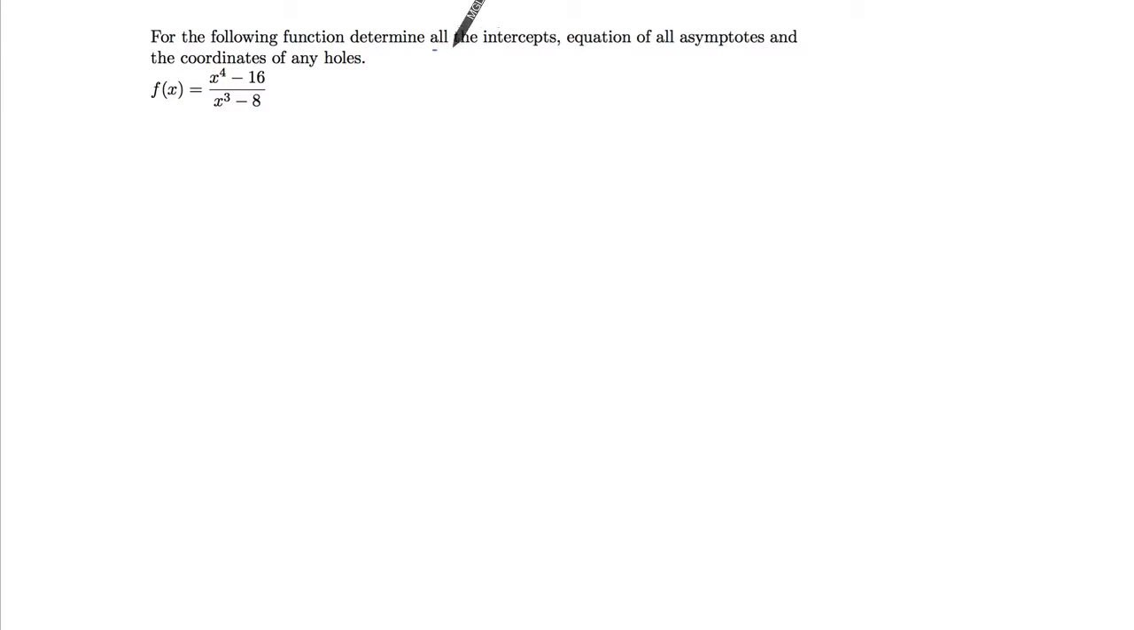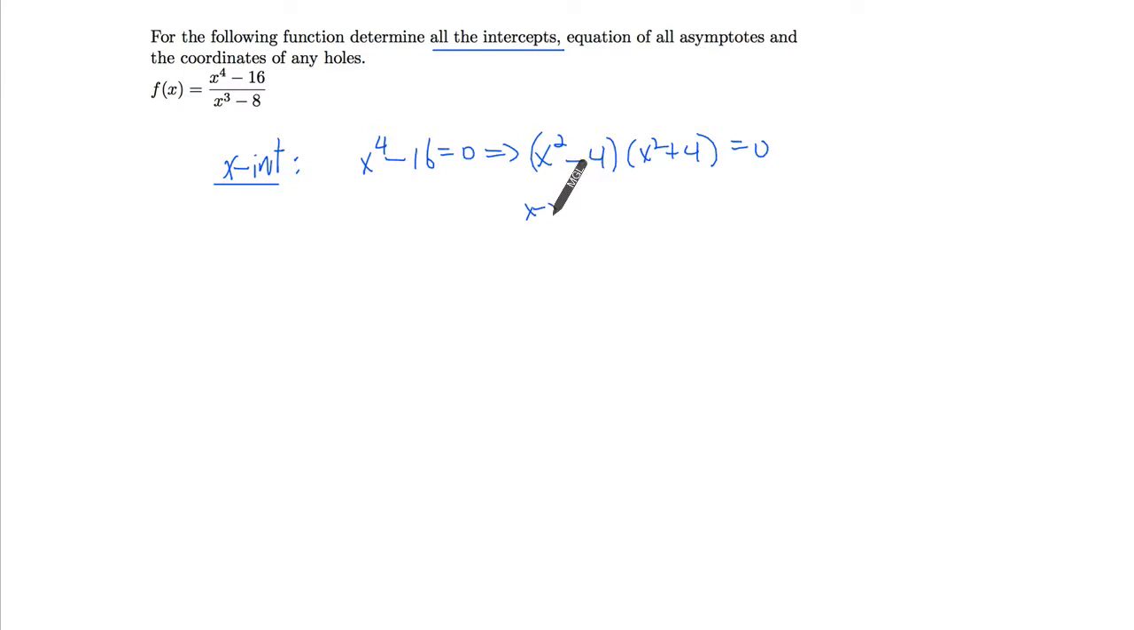Okay, so let's find the intercepts first. X-intercept. That's when x to the power 4 minus 16 is equal to 0. You can factor that as x squared minus 4 and x squared plus 4. This is further factorable, x minus 2, x plus 2, but this is not.